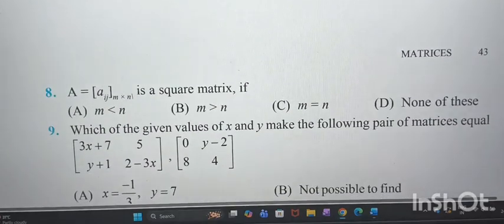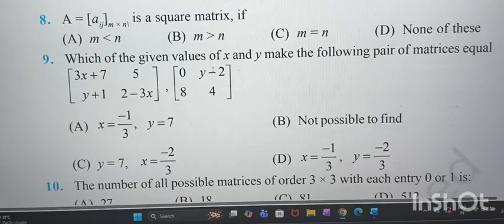Now they're asking this question: if this would be a square matrix, then what should be the condition? As we have learnt in our previous session, m should be equal to n, the number of rows should be equal to the number of columns, then you call it a square matrix. Now, which of the following values of x and y make the following pair of matrices equal? So we need to find x and y values such that both should be equal.